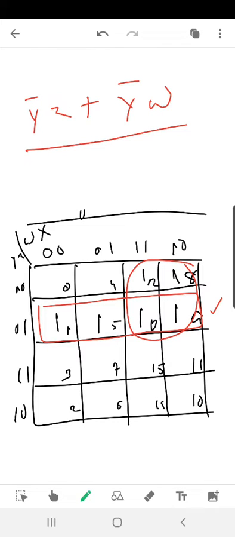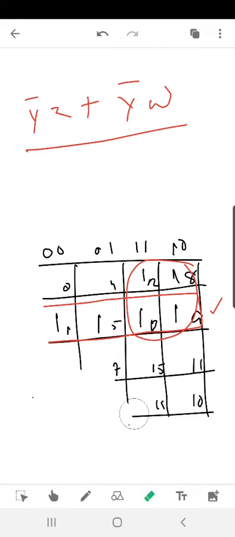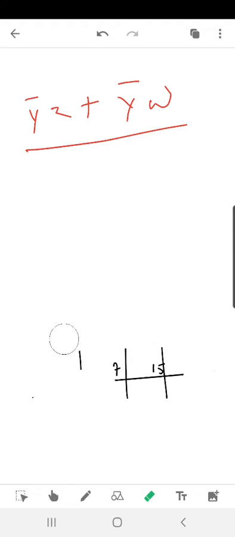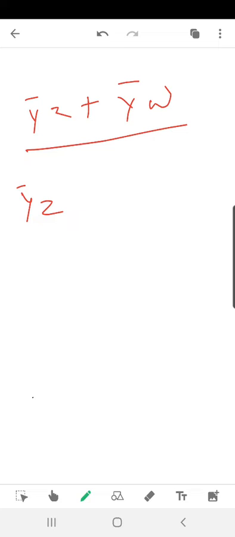To obtain the canonical form of this equation, we have studied how to obtain the canonical form of any function. Canonical means standard form. To obtain the canonical or standard form of any function in SOP form, if it is y bar z as it is, the variable which is missing from this is w. W is missing because w is there in the second term, but w is not present in our first term.